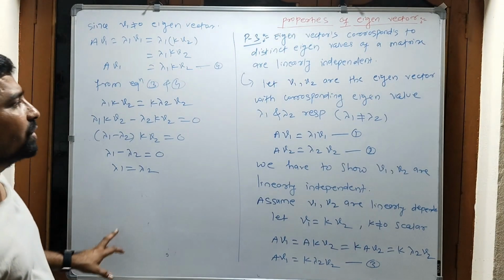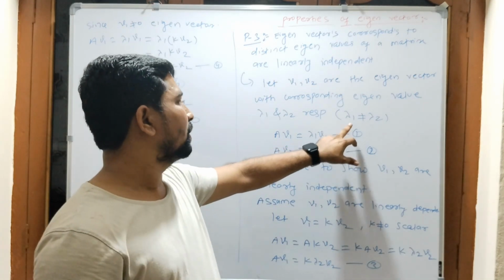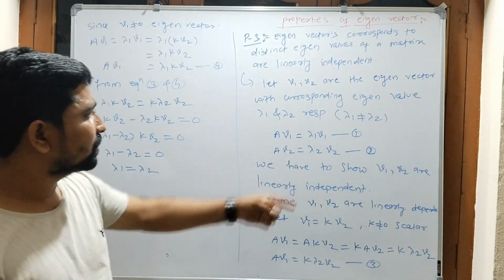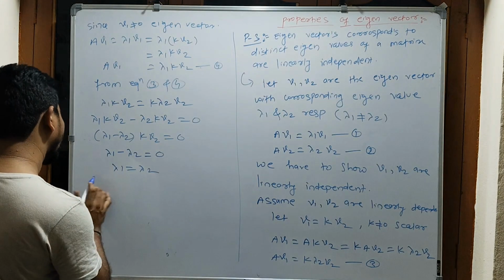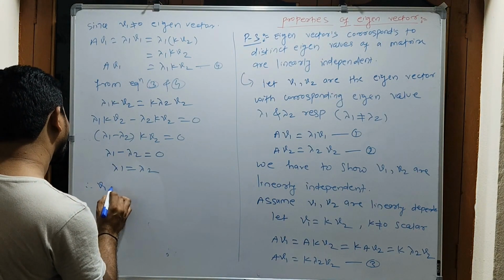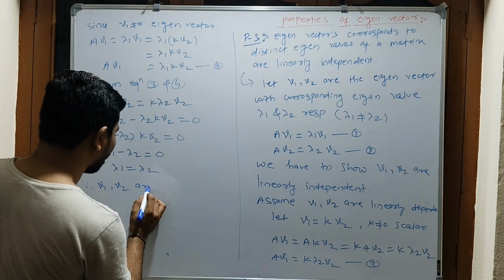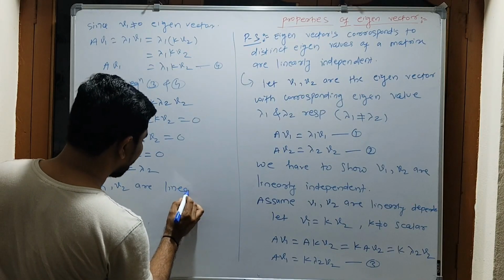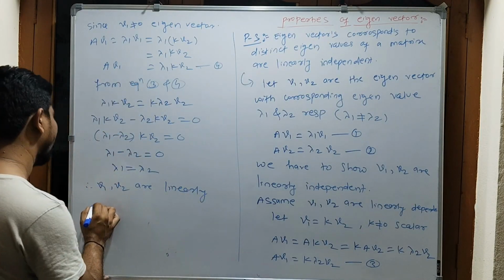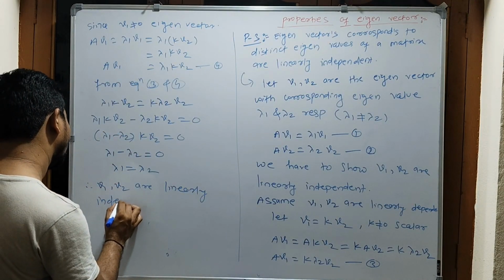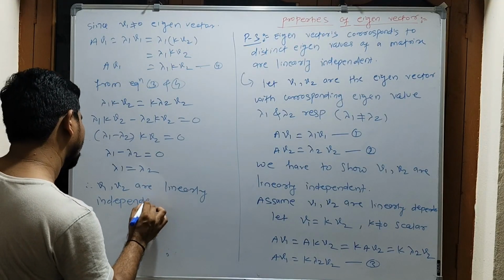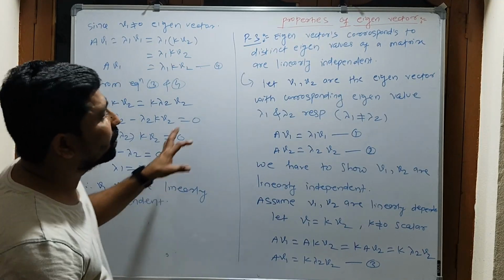This implies that lambda 1 equal to lambda 2, which is a contradiction to this. That's why these two vectors V1 and V2 are linearly independent. So that's what we had to prove.